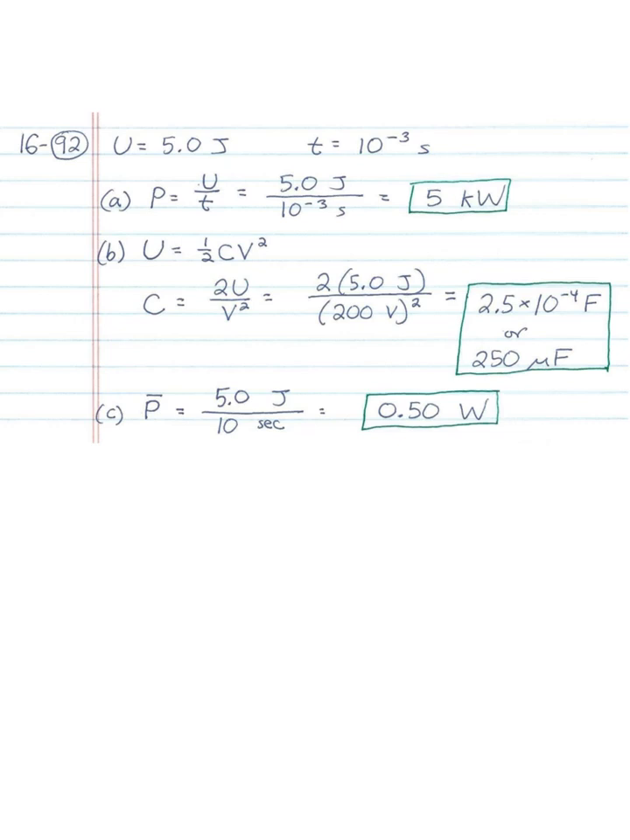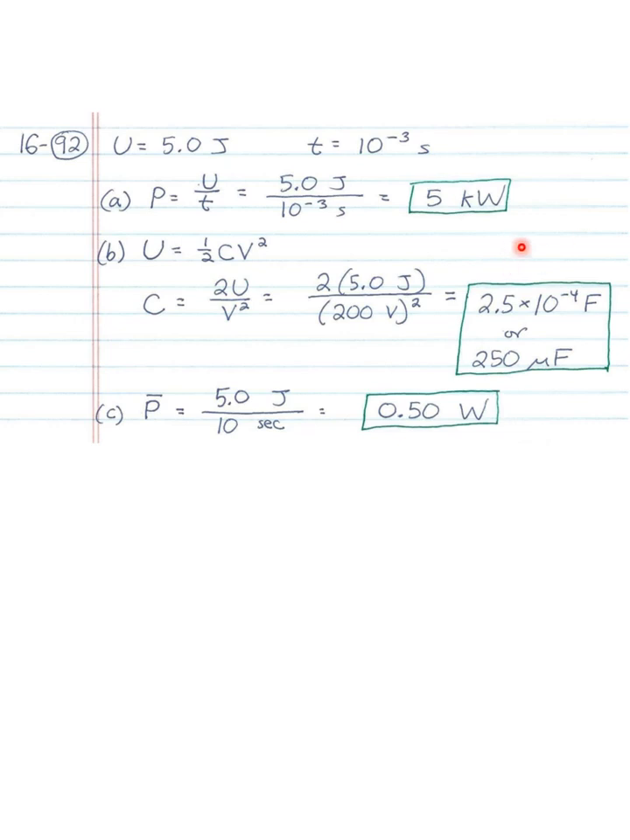Question number 92. A camera flash tube requires 5 joules of energy per flash. The flash duration is 1 millisecond. What power does the flash tube use while it's flashing? B, if it operates at 200 volts, what capacitance is needed to supply the flash energy? And C, if the flash tube is fired once every 10 seconds, what's the average power consumption?